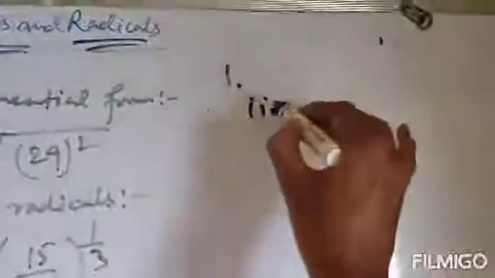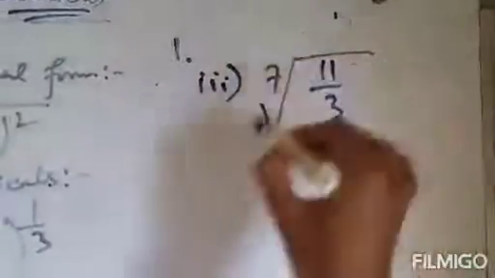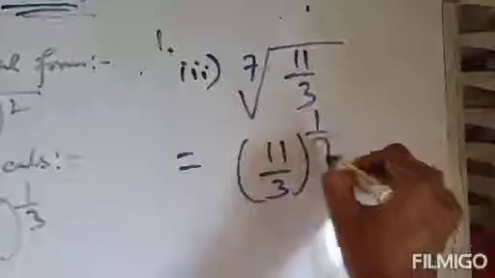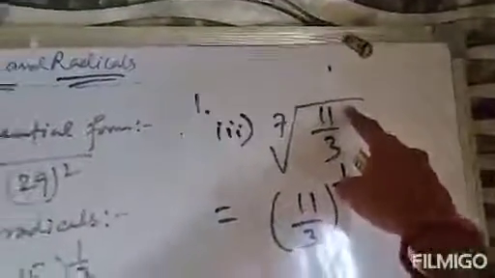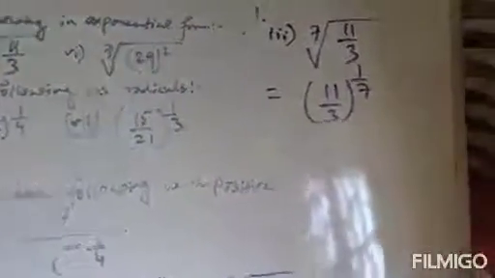Now question number 3, 11 by 3, this is 7. Here it is a, 11 by 3, so it is 1 by 7, because here 1 is present, that will be m, and it is n. So 1 by 7 will be your answer. So this is the exponential form having base 11 by 3 at the power 1 by 7, that is the index.